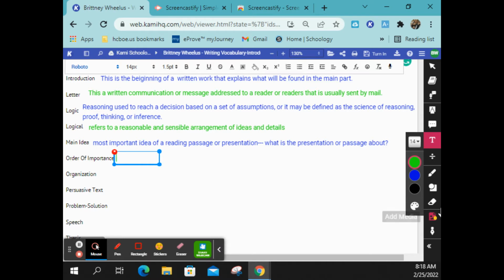Order of importance happens when a writer, okay, or a person tries to organize details by the degree of impact. All right, this means what is more important than the other. Okay?